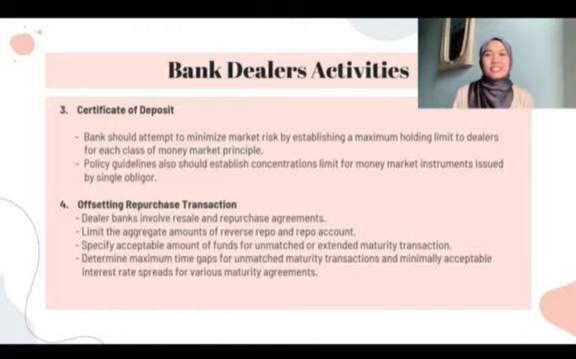The last activity is offsetting repurchase transactions. Dealer banks involve resale and repurchase agreements. They also limit the aggregate amount of reverse repo and repo accounts. Moreover, they specify acceptable amounts of funds for unmatched or extended maturity transactions. Last but not least, these activities determine maximum time caps for unmatched maturity transactions and minimally acceptable interest rate spreads for various maturities agreements.